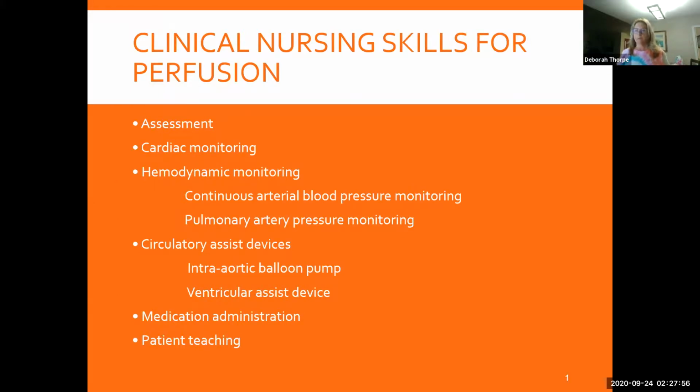So here you have nursing skills required for perfusion.